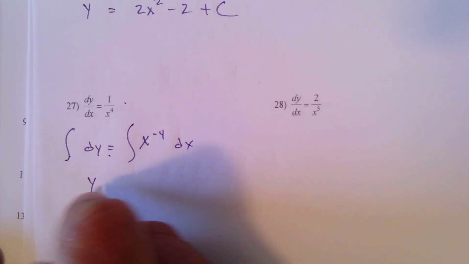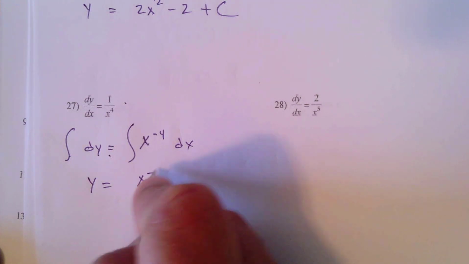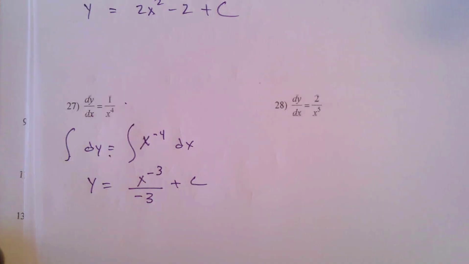This side is going to give us just y. Up here, we're going to bump it up a power, so it's going to go to x to negative 3. And then we're going to have to divide by negative 3, add c to it, and we've got our solution.